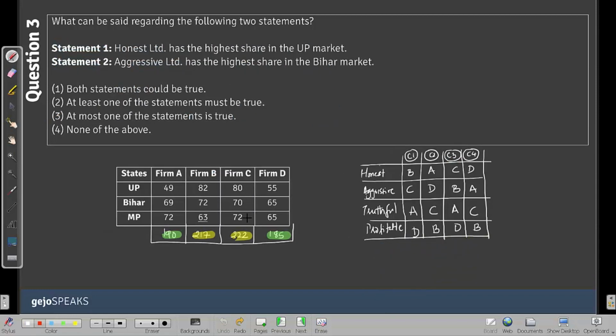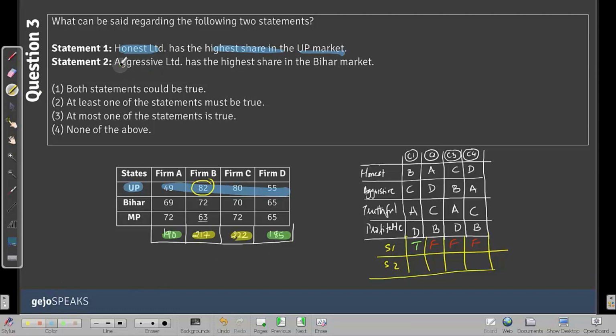Let's look at question number 3. It says, so we anyway need those 2 statements. We are looking at whether those statements are true or false, nothing else. It's a simple story. Let's start with statement number 1. Honest Limited has the highest share in UP market. In UP market, who has got the highest share? The highest share, ladies and gentlemen, is with firm B. We are looking at Honest. Where is B? So B is there. Great. So in this case, this statement is true. Rest everything else would be false.